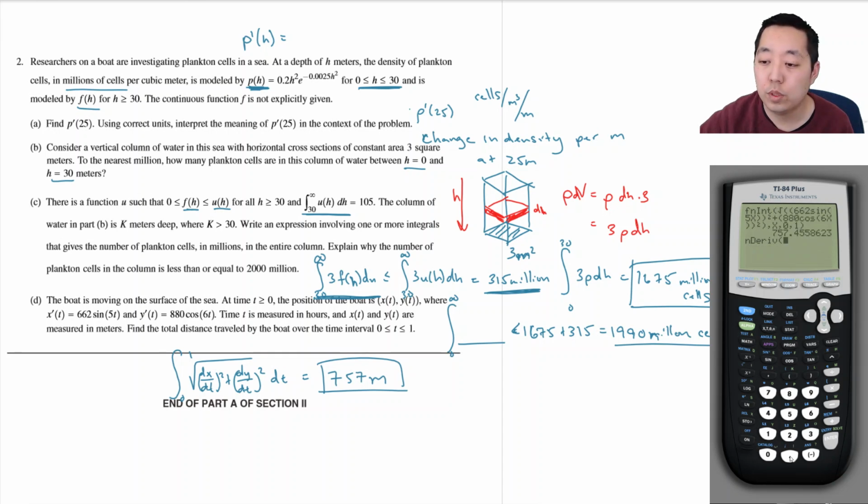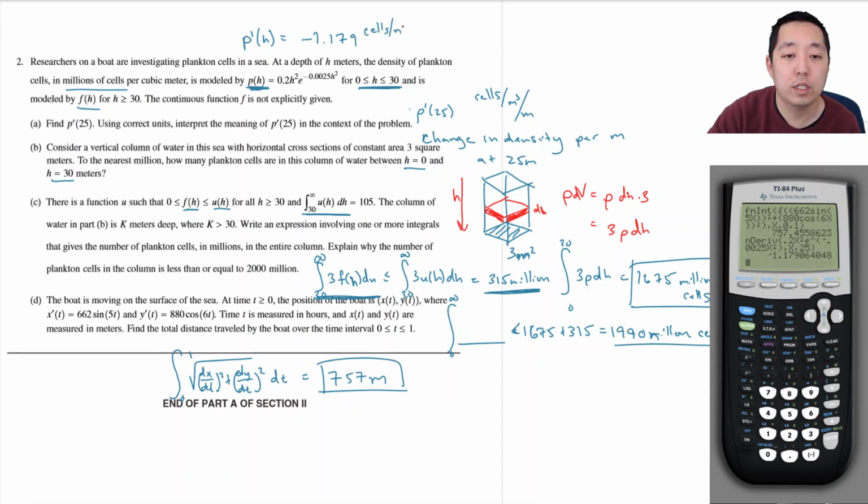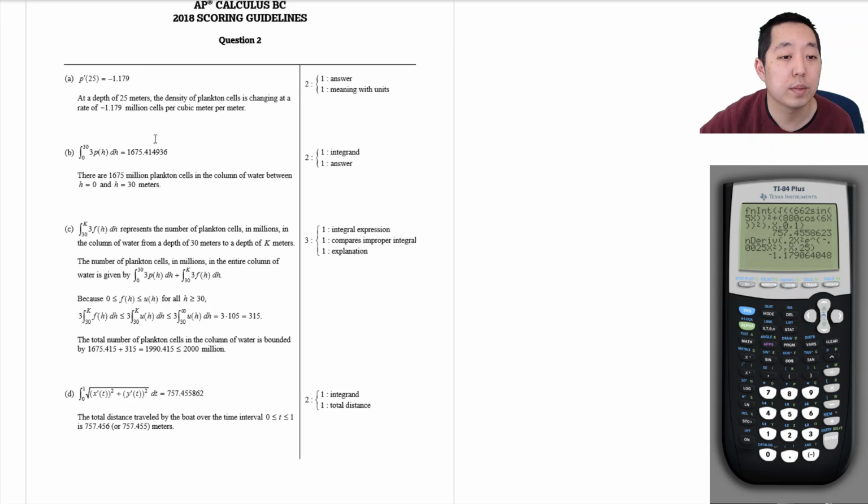The function is 0.2 x squared e to the negative 0.0025x squared. Derivative with respect to x, and I'm taking the derivative at 25. So it's negative 1.179 cells per meter cubed per meter. It's decreasing at that rate. The density is decreasing as it gets deeper at that point. So that's what it's saying. Okay, per cubic meter per meter.